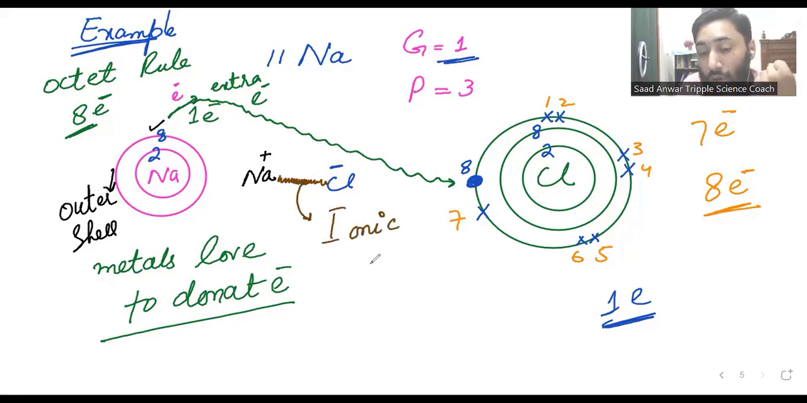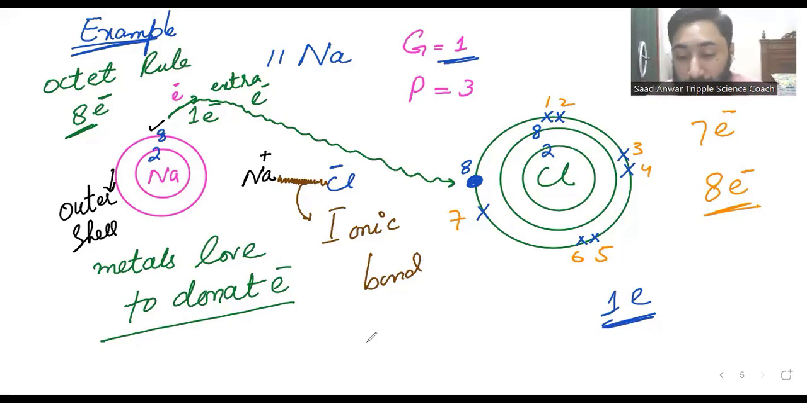Ionic bond. So what is ionic bond? Let me share its definition. The bond formed between atoms, in which one atom completely transfers its electron to the other atom. That bond is called ionic bond.